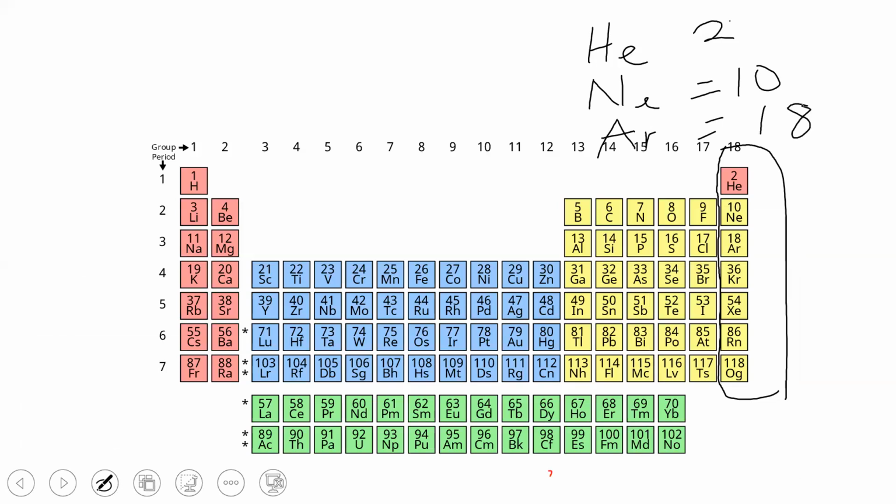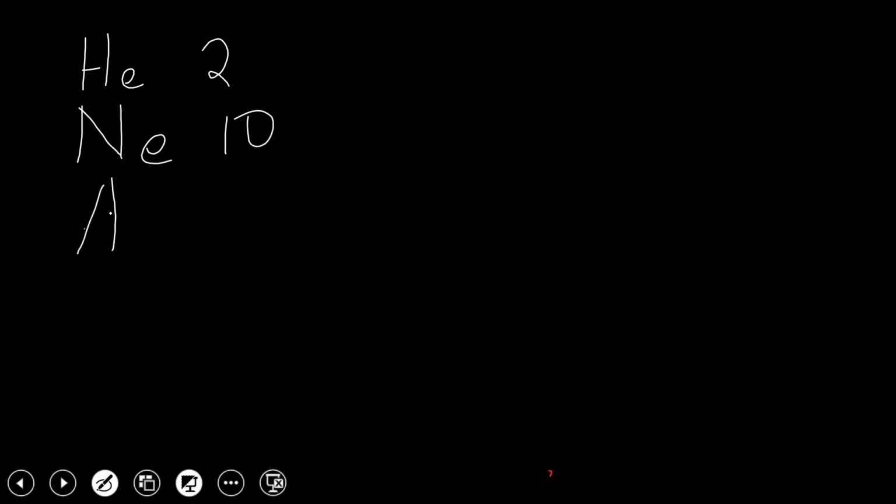So when you try to write their electron configuration, you will say that helium has 2. Then neon has atomic number of 10. Then argon has atomic number of 18. So for helium, if this is the nucleus, it takes a maximum of 2. So its electron configuration is going to be 2.